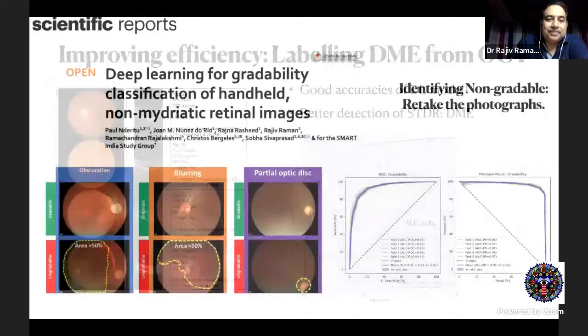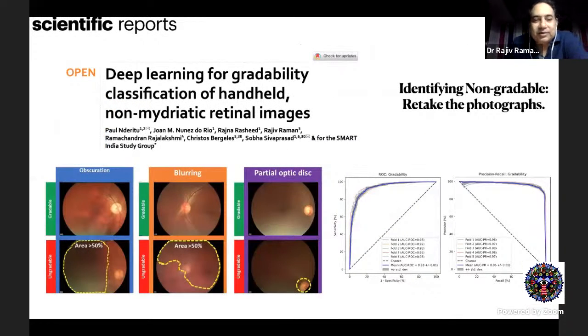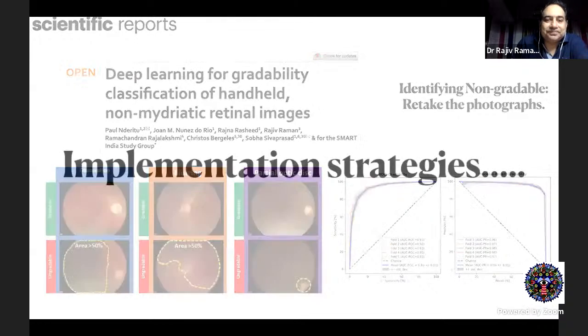This is another of our works where we looked at whether we can improve the gradability of retinal images from handheld non-mydriatic cameras, and we tried training it for ungradable versus gradable. Why is this important? Because if a photographer takes the image and the AI tells him that this is non-gradable, he can retake the image. Or, as I was telling, the sequential dilatation, he can do that and take the images. So definitely it has application as far as diabetic retinopathy screening is concerned.